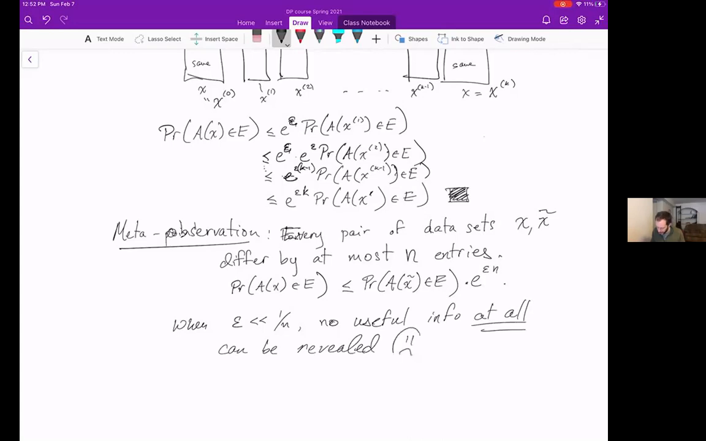So maybe that should make us sad, because on one hand, if you crank this privacy parameter down really small, then it's hard to tell apart even totally different data sets, like one data set where everybody has blue hair from another data set where everybody has red hair. And so there are no useful statistics at all that you can reveal, because the probability distributions on your outputs for all data sets should be basically the same when epsilon n is small.